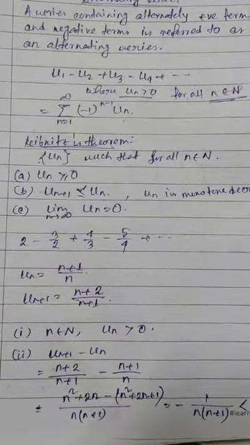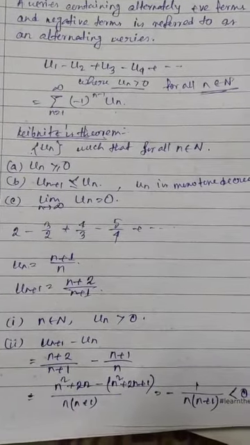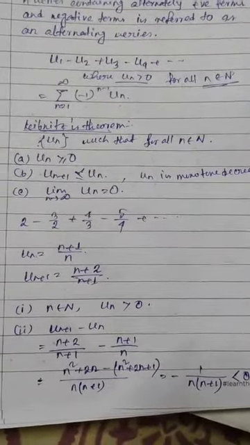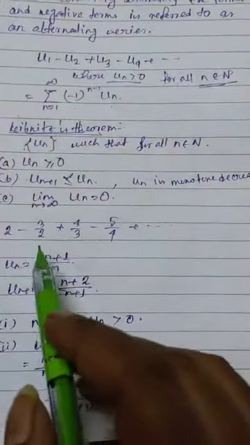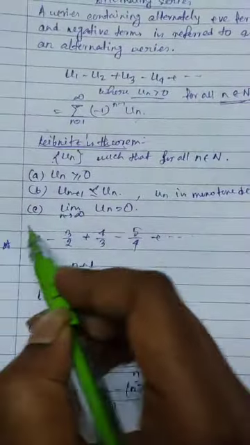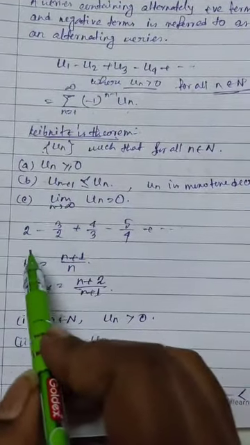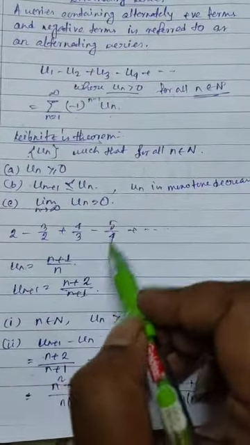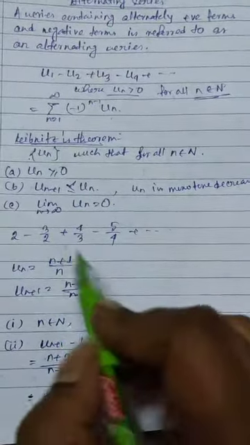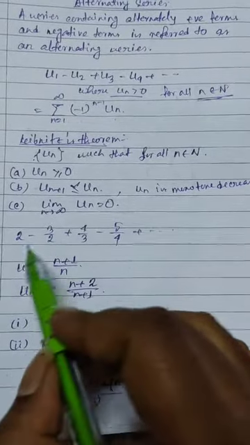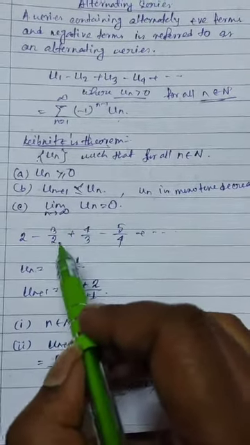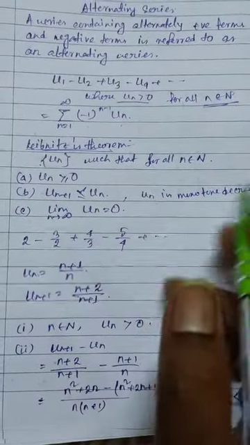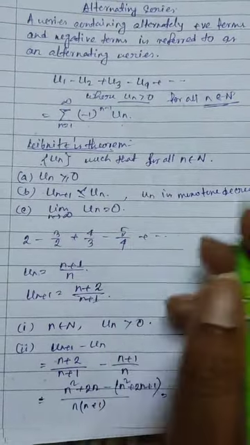So now I will explain here two problems, which is convergent and which is non-convergent, that means divergent. So first we take this problem, the alternating series 2 minus 3/2 plus 4/3 minus 5/4 plus and so on. By observing this, the positive terms and negative terms are alternate, so we can say this is an alternating series.